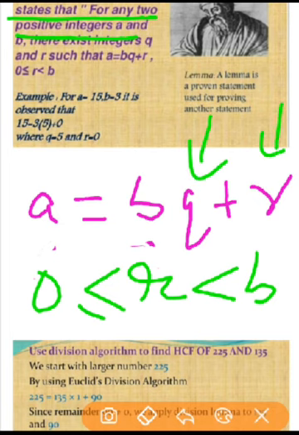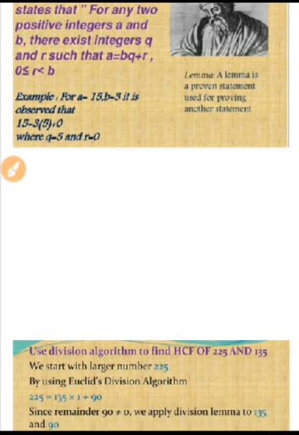Then we have a relation between the divisor and the remainder. What is the relation? The remainder will always be less than the divisor, and it can be 0 or more than 0. So this is Euclid's division lemma. Now what is the application of this Euclid's division lemma? It is used to find the HCF of two or more than two positive integers.